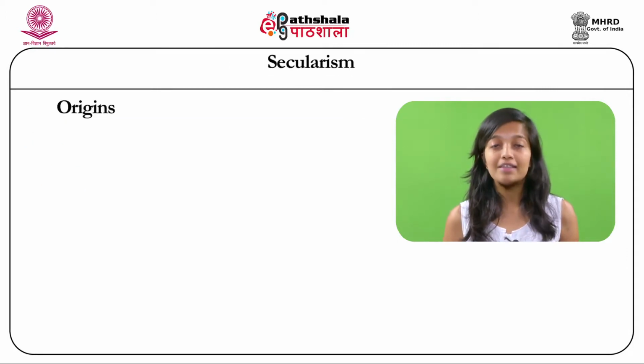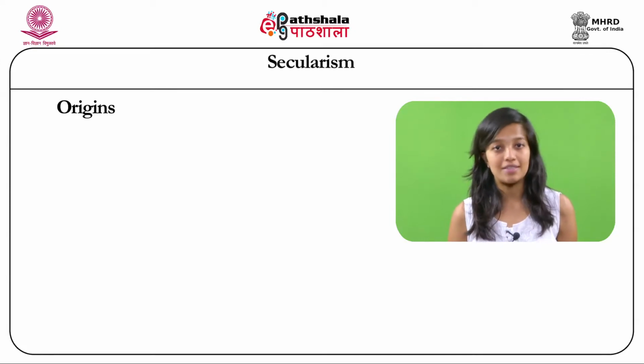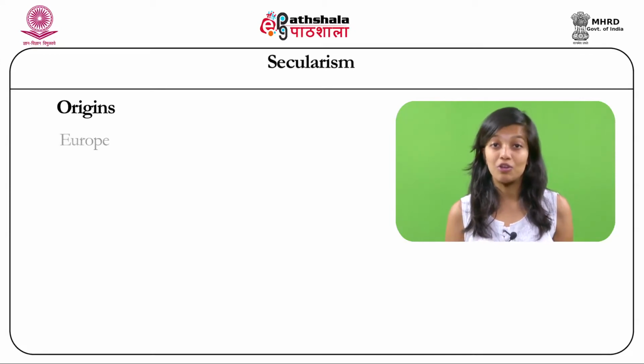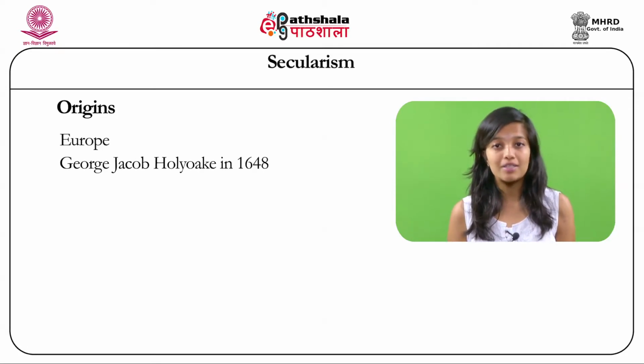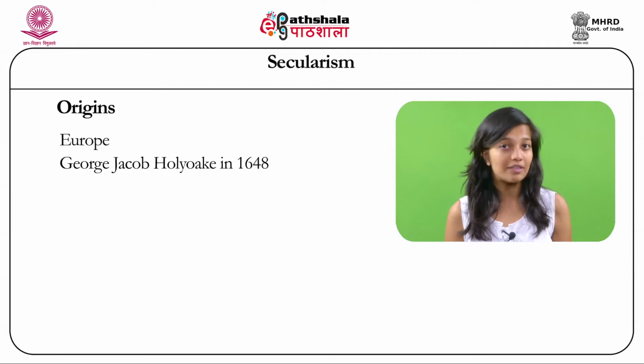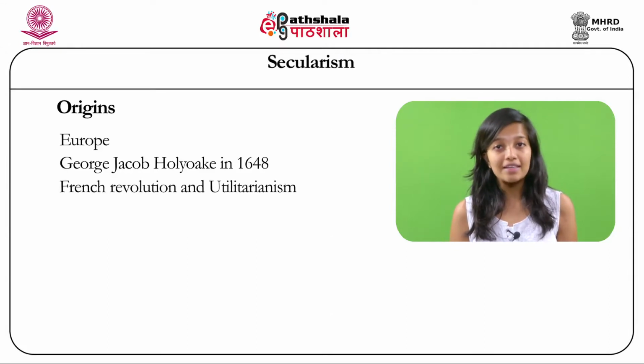Just to begin, the idea of secularism as the separation between the church and the state began as a concept in Europe. It can be attributed to George Jacob Holyoake in circa 1648. The notion of secularism evolved from two concepts. The first was the ideas that accompanied the French Revolution, and secondly is the rise of utilitarian thought.